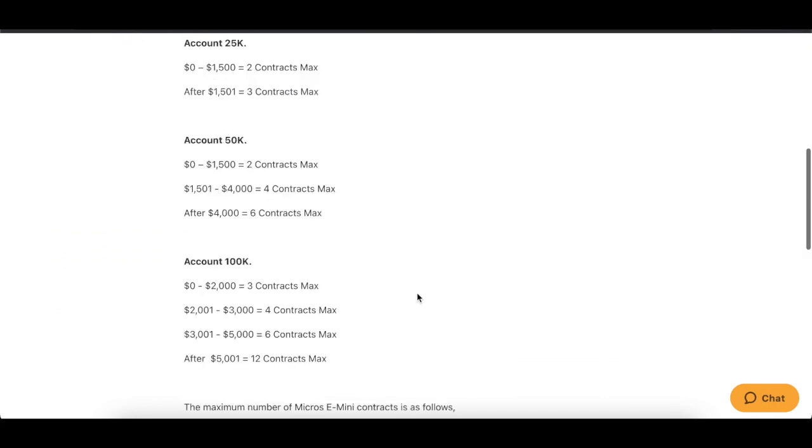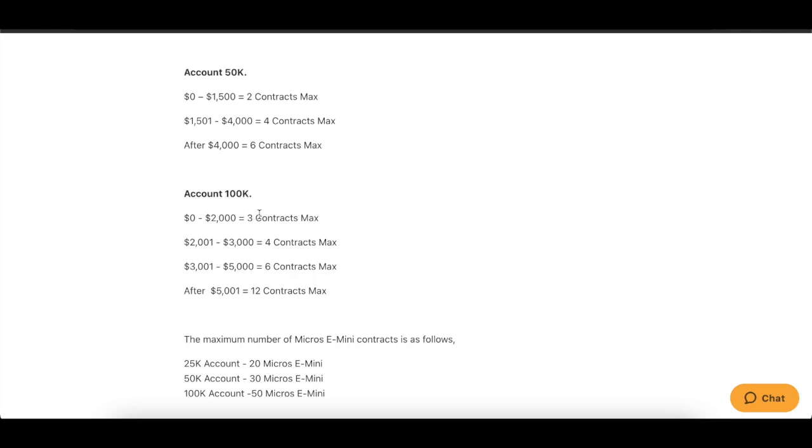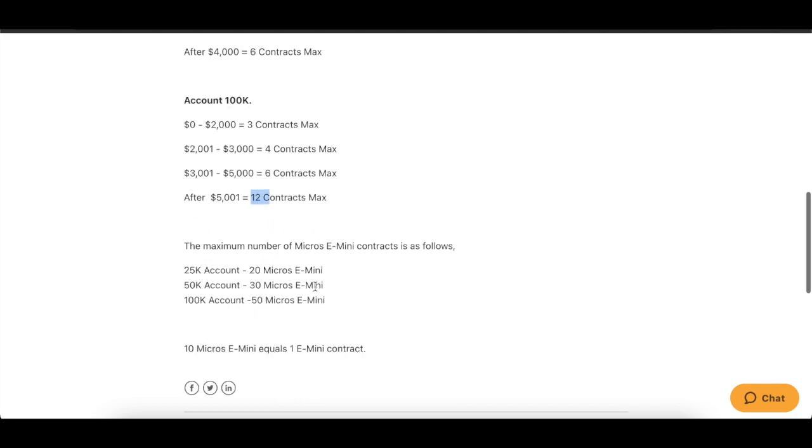Once you do get funded, let's look at the 100K account. Again, very similar to others. So until you make your first 2,000, you're going to be limited to 3 contracts. Then your next 4,000, you get 4, etc., and it moves up from there. Again, pretty standard. You can trade micros.